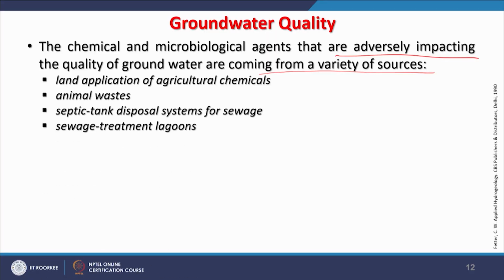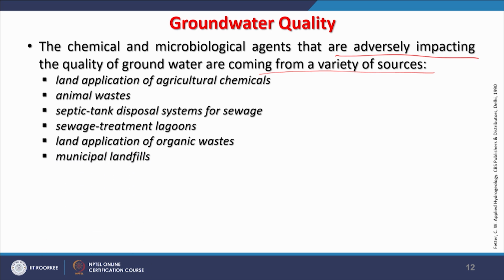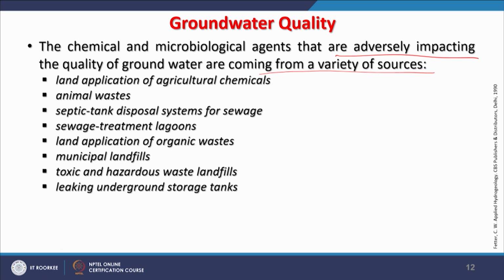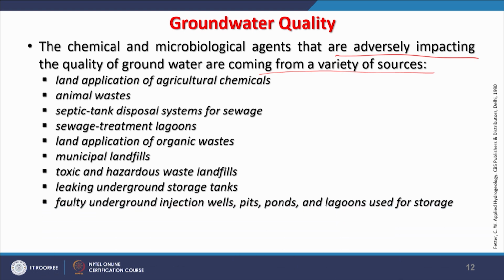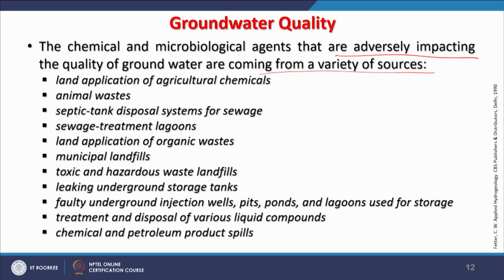Annual waste, the septic tank disposal systems for sewage, and then sewage treatment lagoons, land application of organic waste, municipal landfills, toxic and hazardous waste landfills, then leaking underground storage tanks or leaching from these waste sites. Also we can include here faulty underground injection wells, pits, and ponds, lagoons used for storage, treatment and disposal of various liquid compounds, and chemical and petroleum product spills.